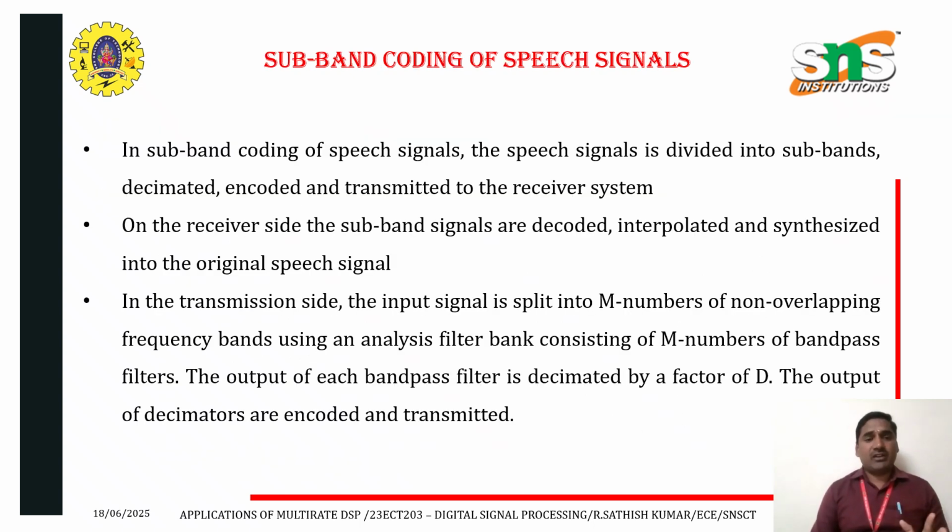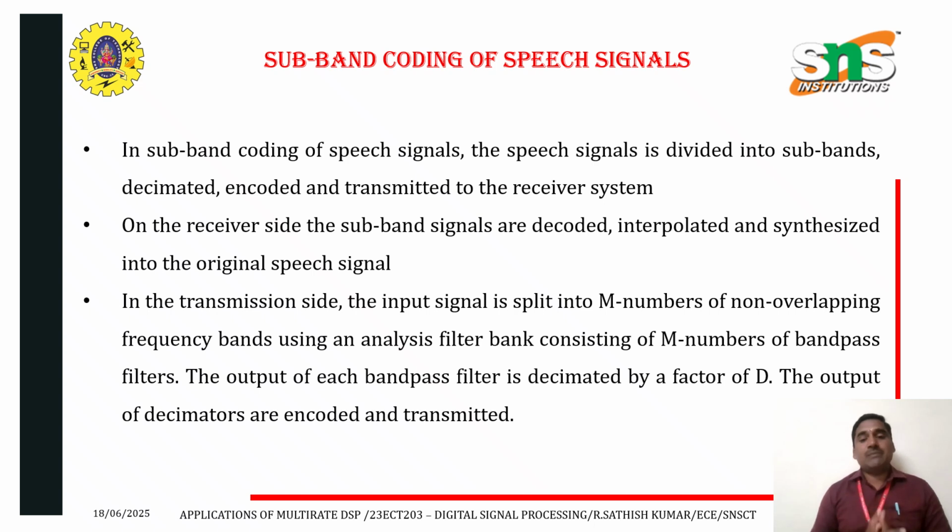Next one, subband coding of speech signals. In subband coding of speech signals, the speech signal is divided into subbands, decimated, encoded, and transmitted to the receiver system. On the receiving side, the subband signals are decoded, interpolated, and synthesized into the original speech signal. On the transmission side, the input signal is split into M non-overlapping frequency bands using the analysis filter bank. It consists of bandpass filters.